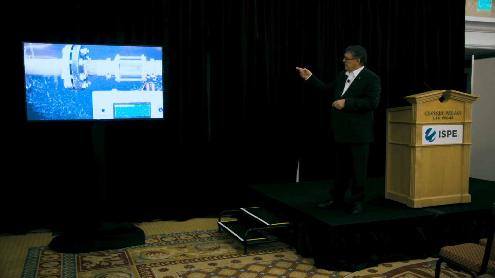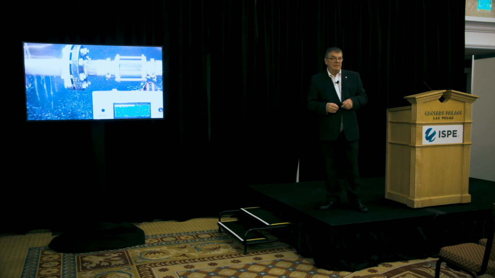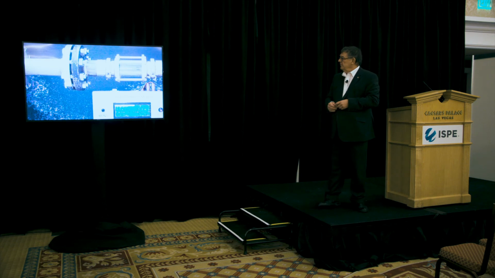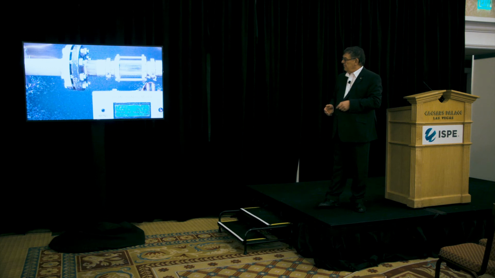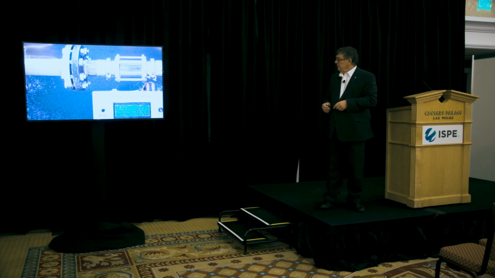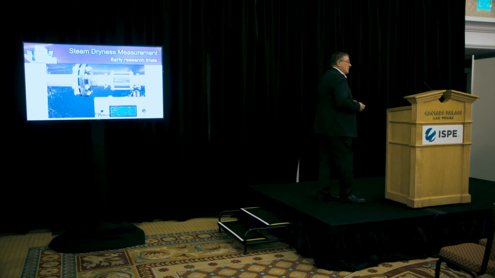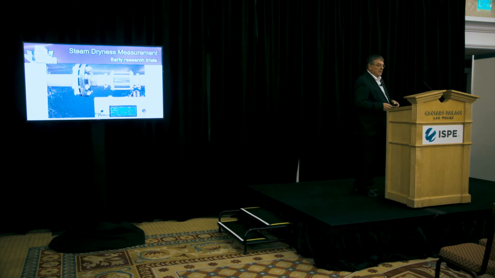If you look at the sight glass, you'll see the condensate there, and you'll see that the dryness reading has gone down. Take the water away, and the dryness recovers. So that's a dryness sensor in real operation, and some very early research work.